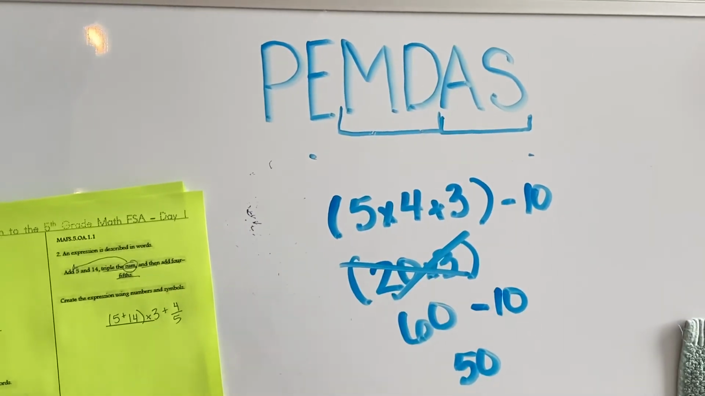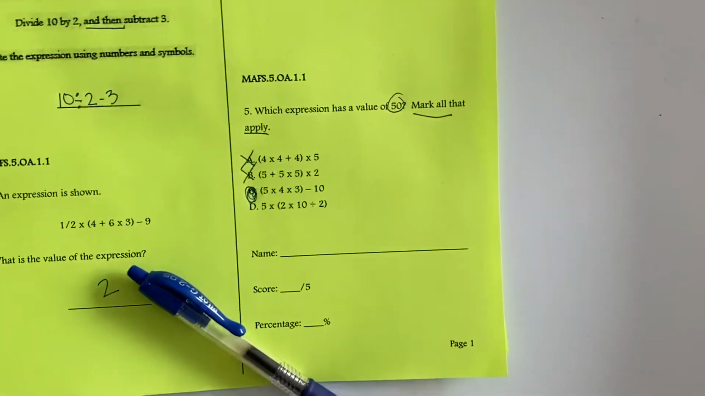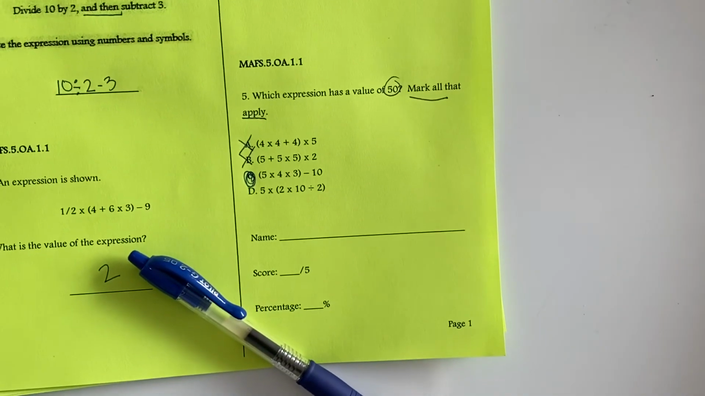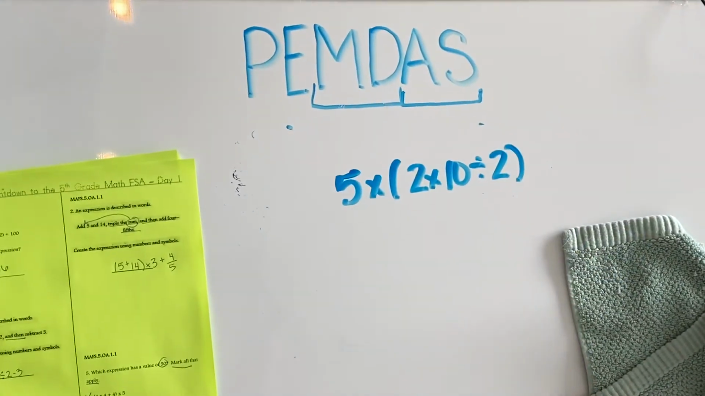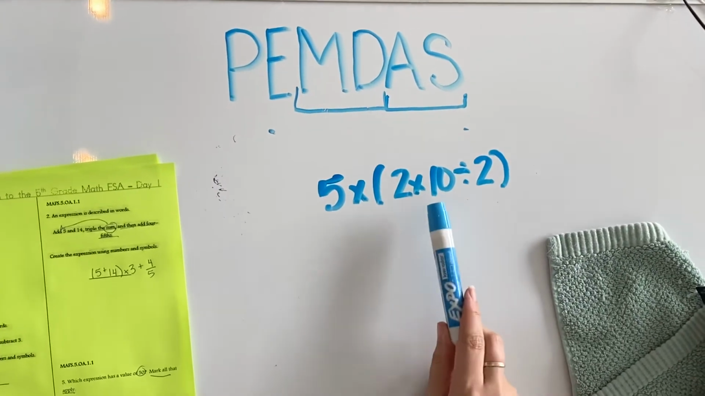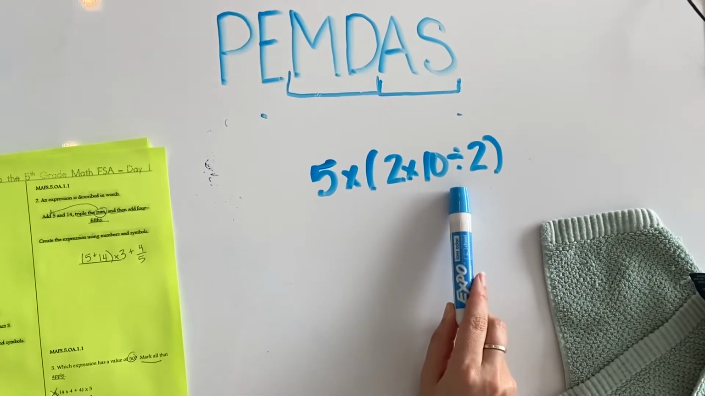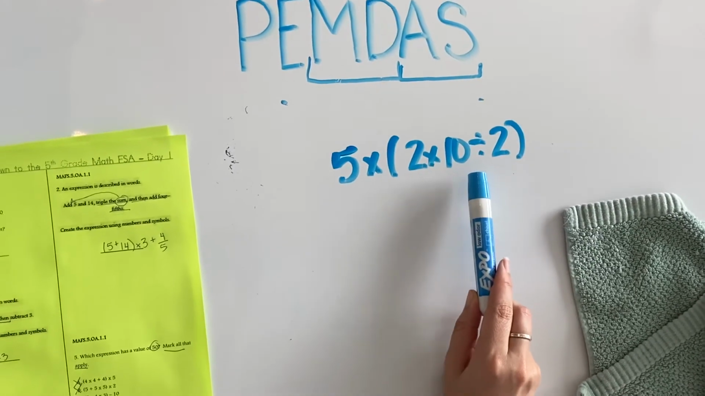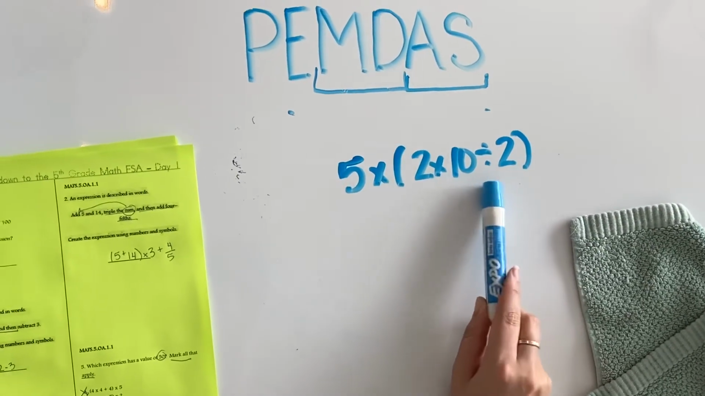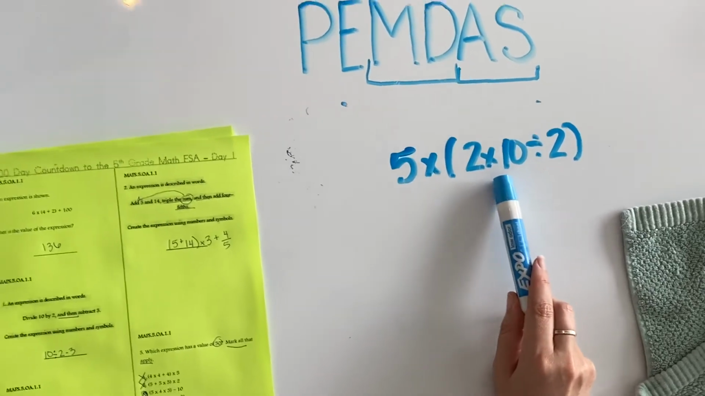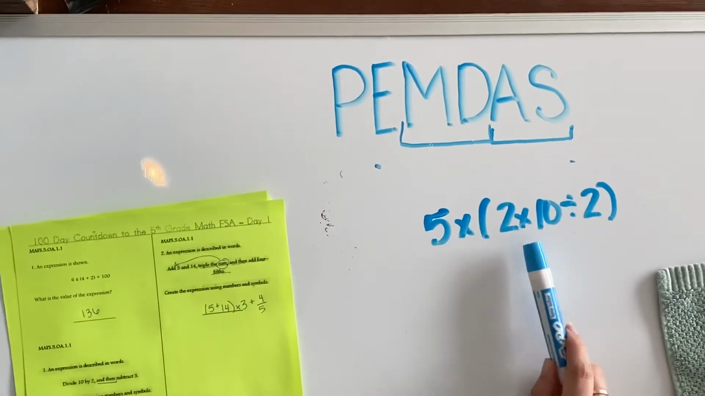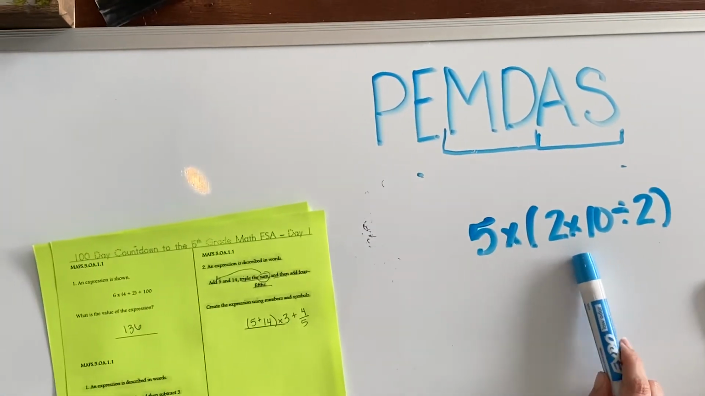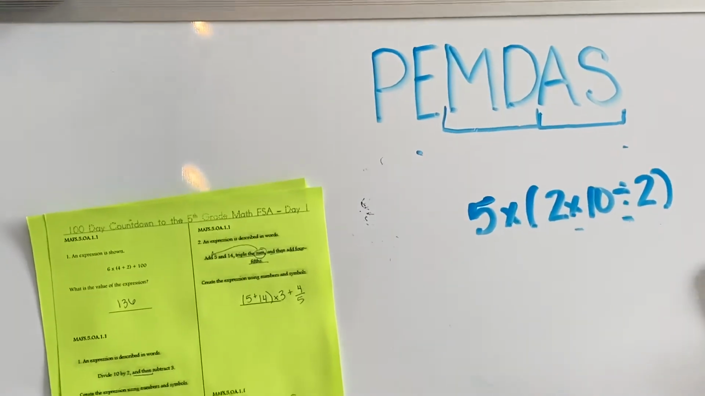And the last one, let's check D. I have 5 times 2 times 10 divided by 2. So I know I do my parentheses first, but inside of my parentheses, I have multiplication and division. Which one comes first? Remember, if division was first, I would divide first. If multiplication is first, I multiply first. These happen at the same time, so whichever is on the left I do first. I'm going to multiply first because this multiplication is before this division sign.